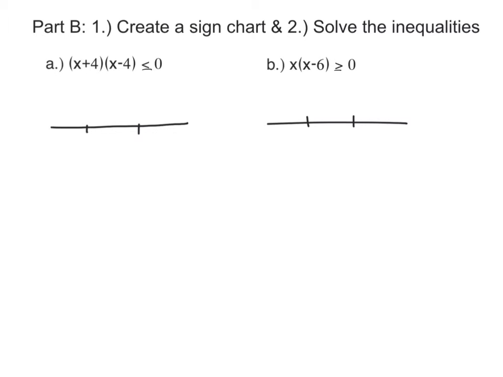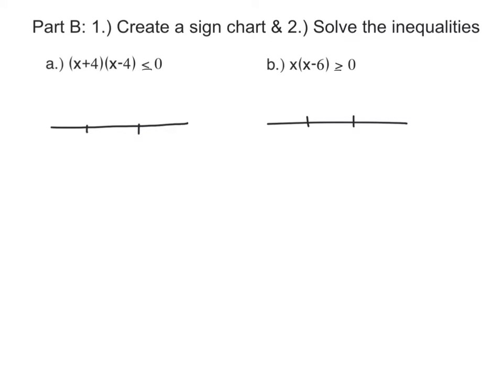In part B, I have you create a sign chart in problem number 1, and then in problem number 2, use that sign chart to solve the inequalities. So for part A, where it says x plus 4, x minus 4 is less than or equal to 0, first you have to identify the two most important points.